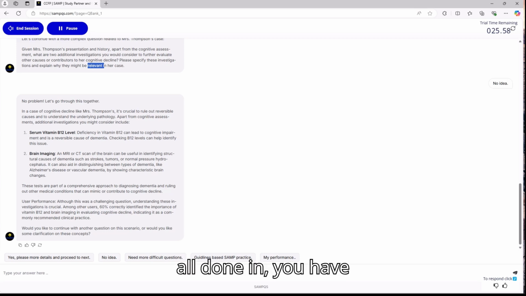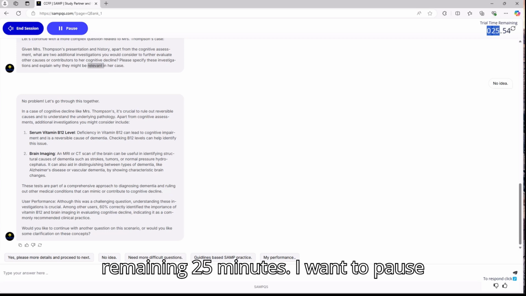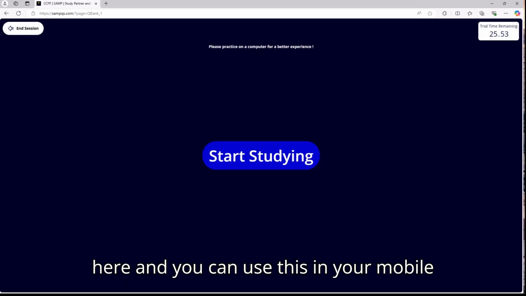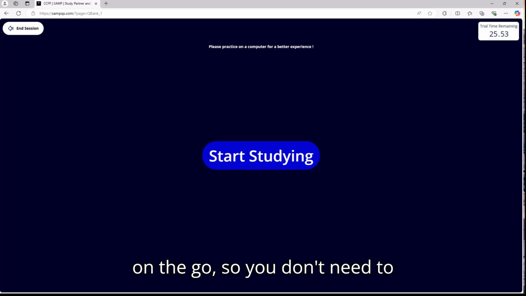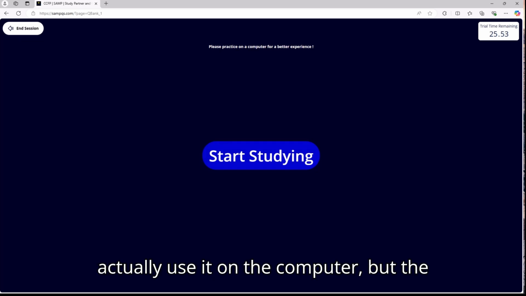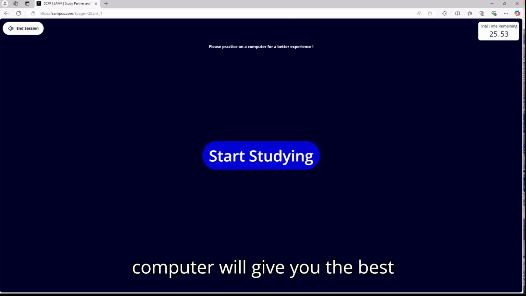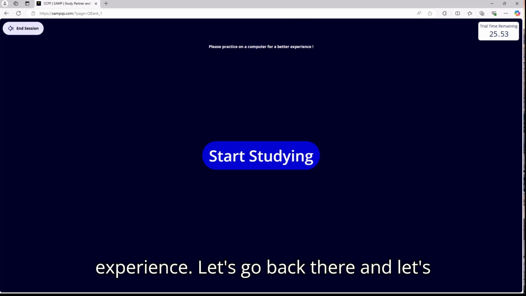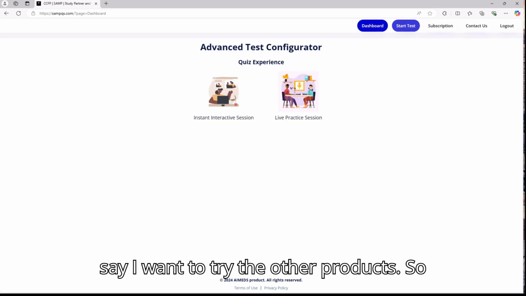So this all done, you have 25 minutes remaining. I want to pause here, and you can use this on your mobile on the go, so you don't need to actually use it on the computer, but the computer will give you the best experience. Let's go back there, and let's say I want to try the other product.